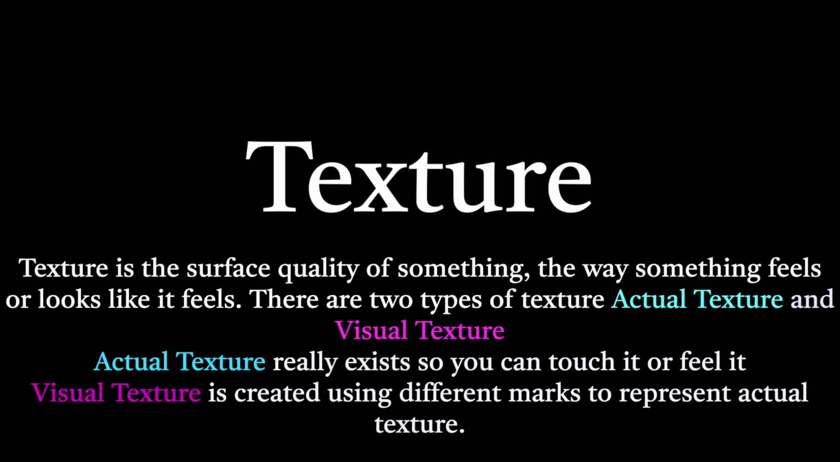Texture is the surface quality of something, the way something feels or looks like it feels. There are 2 types of texture, actual texture and visual texture. Actual texture really exists, so you can touch it and feel it. Visual texture is created using different marks to represent actual texture.